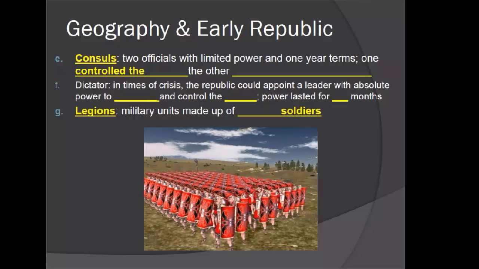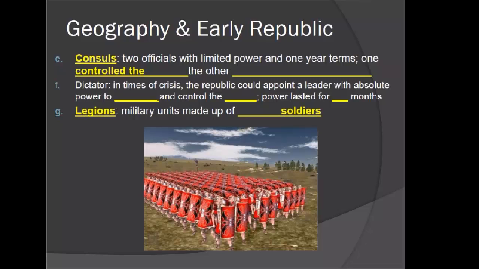Consuls were two officials with limited power and one-year terms. One controlled the army, the other directed the government. Again, we'll see this on a chart later on. The closest relation that we can see with what a consul was is like our president. Even though our president is only one person, he has control over a lot of government functions as well as the military.